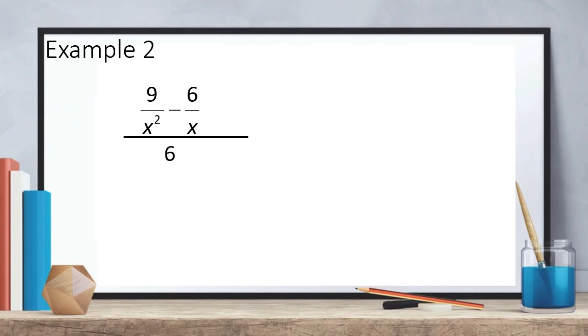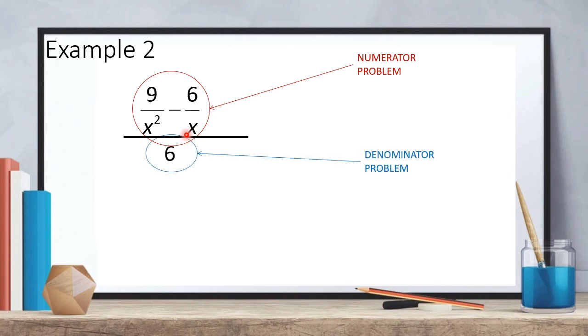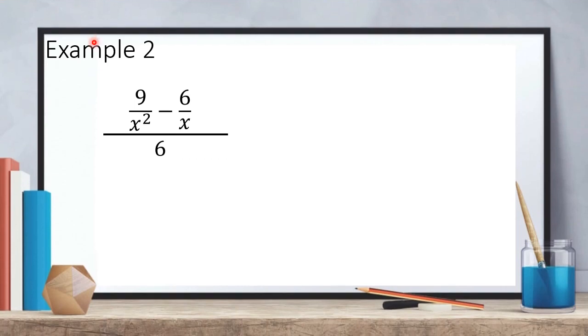Example 2. So first things first, we should recognize the main dash. Then we should recognize the numerator problem and simplify it. And the denominator problem here is only 6, so it's done. So we will work with the numerator. In order to simplify the numerator, I should subtract the fractions found in it.